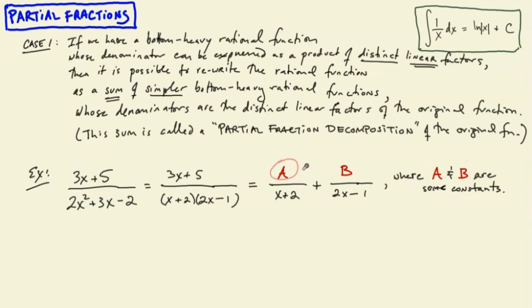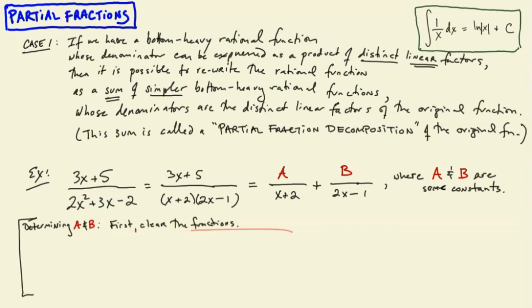Now, how can I figure out what a and b actually are? Sometimes you can just stare at this thing for a little while and do some mental calculations, and you might be able to come up with it. But we are not always so lucky, so we do need some more systematic way to approach the problem. So for determining a and b, let's try this. First, clear the fractions. In other words, let's multiply both sides of this equation by an appropriate factor to get rid of all the fractions. That factor, of course, will be the denominator of the original fraction.